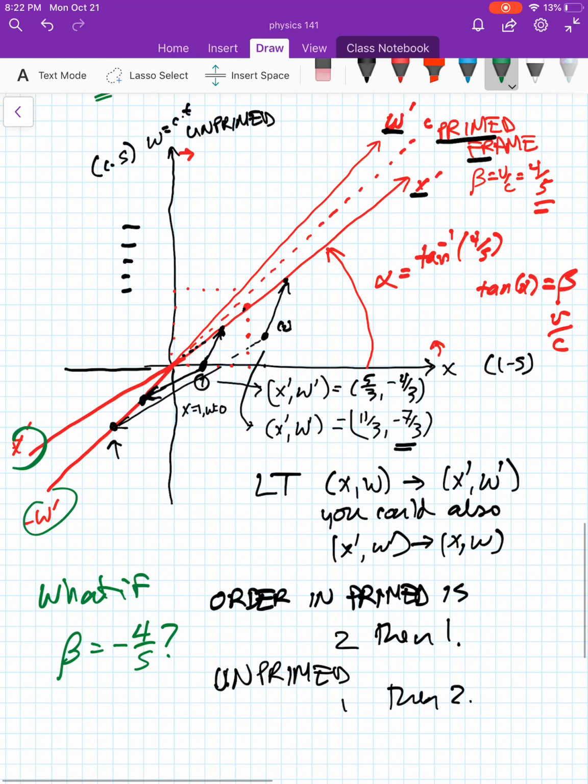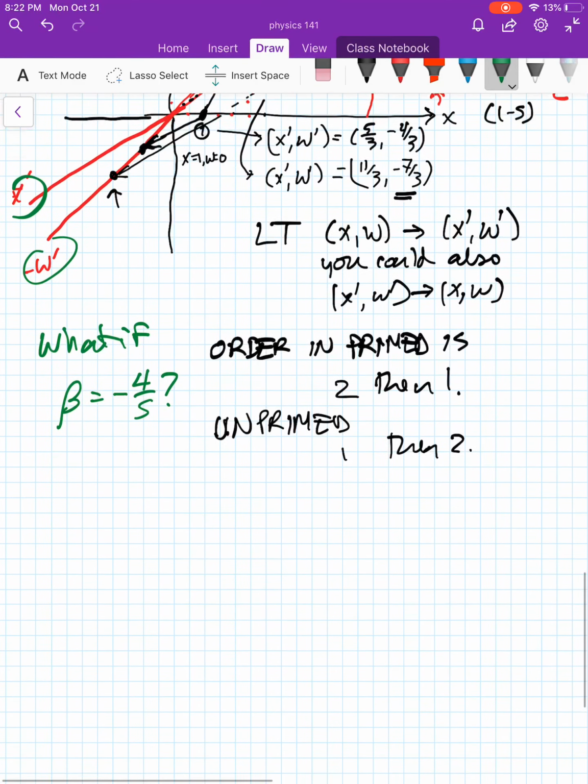Okay, I want you to pause this if you need to and look over this. Get out a piece of graph paper and see if you can replicate both the algebra and the graphics for something like this. This will be very helpful for that last problem on the problem set. Okay, one last thing.